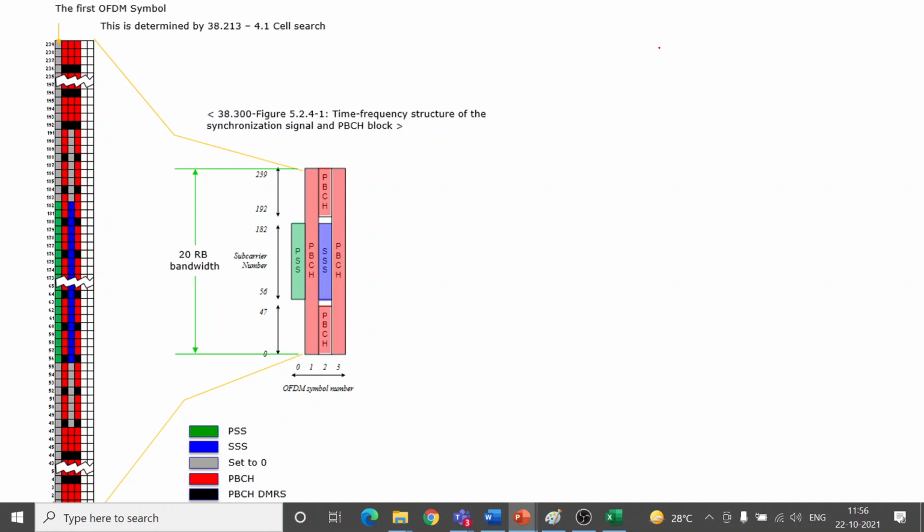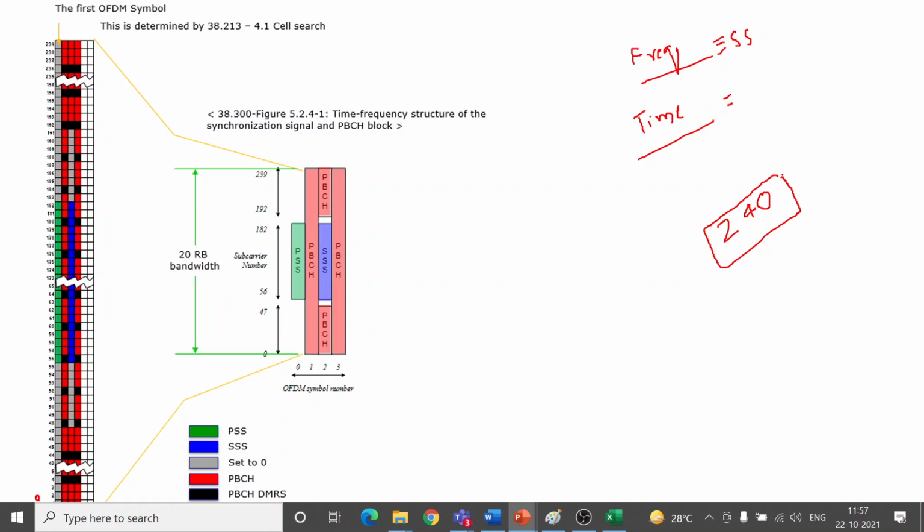Okay, so we will talk about how much frequency resources are required for this SS block and how much time resources are required. In terms of frequency, the subcarrier starts from 0 and goes up to 239. So I require 240 subcarriers. Just remember, you require 240 subcarriers to transmit the synchronization signal block.